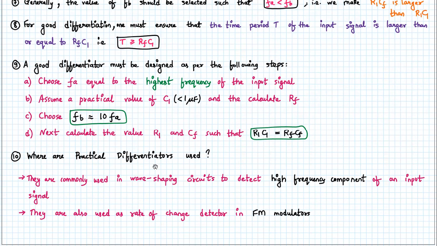Now the last point clarifies where practical differentiators are used. They are commonly found in wave shaping circuits to detect a high frequency component of an input signal. Moreover, they are also used as a rate of change detector in an FM modulator. So these are two places where you can possibly use a practical differentiator.